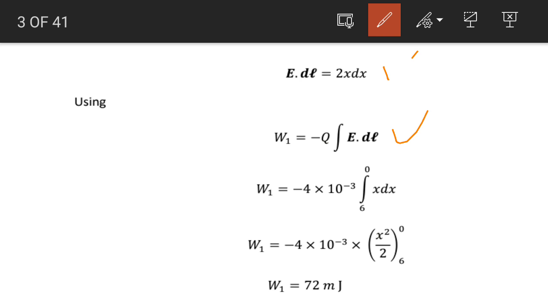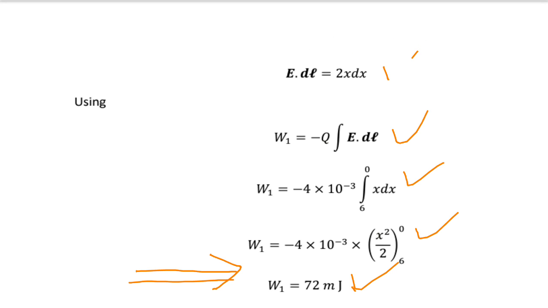We put the values over here. So W1 will be equal to minus 4 into 10 raised to power minus 3, times the integration of x dx, where x is changing from 6 to 0. The integration of x dx is x square by 2. If we simplify this equation, we get the energy, which is 72 millijoule. So this much energy is required to move this charge of 2 millicoulomb along the first straight segment C1.